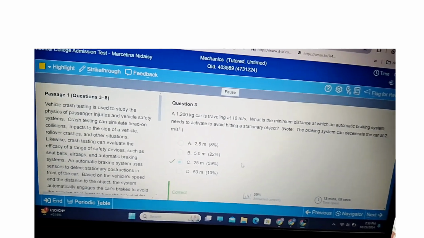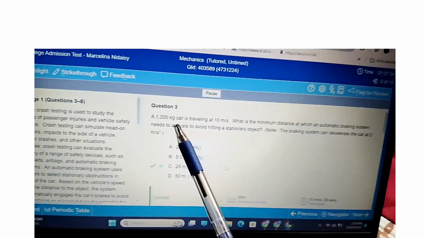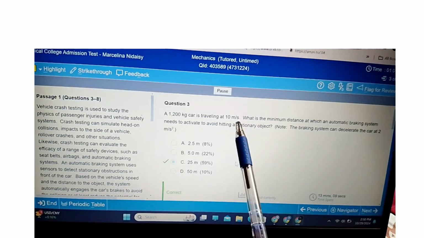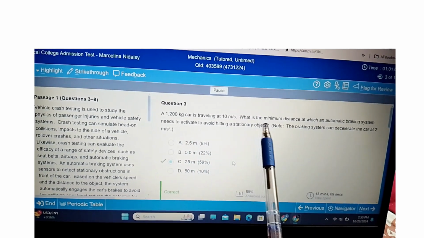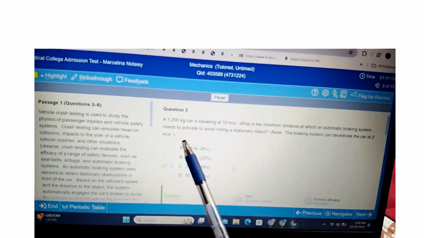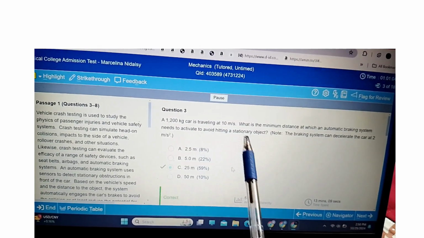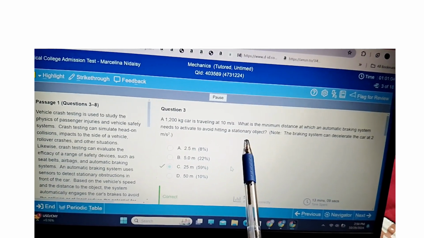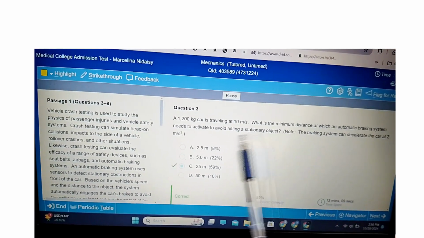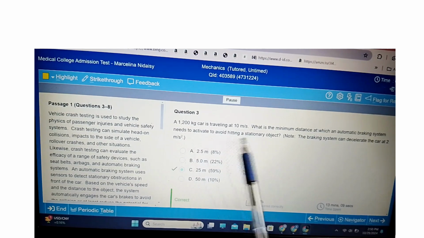So the next question is, we are given the mass that is 1200 kilogram and the speed that is 10 meter per second, and we have to calculate the minimum distance at which an automatic braking system needs to activate to avoid hitting a stationary object. You don't need to be confused by things like activate or prevent.